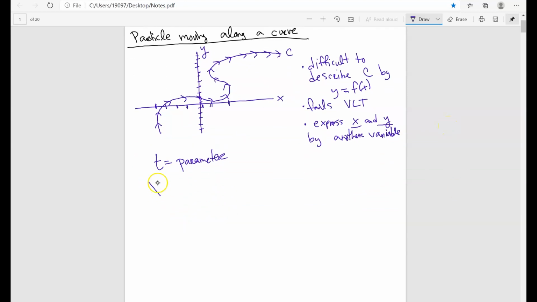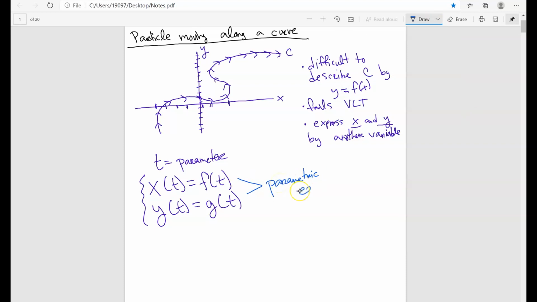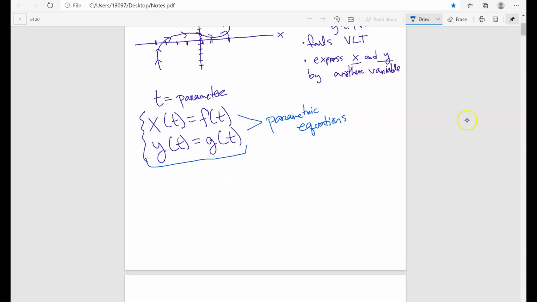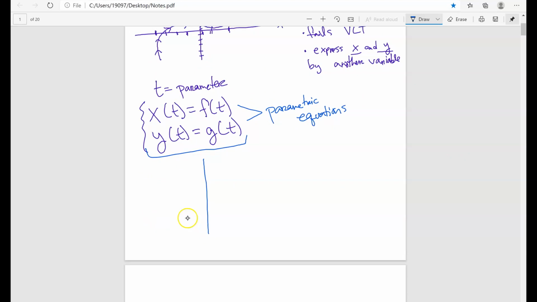The goal here is to express the x variable, x of t, as a function f of t, and to express y of t, the y variable, as a function g of t. These things are what we call parametric equations. When I graph these parametric equations, I'm going to get the space curve. You see this a lot in physics when you're trying to model projectile motion.